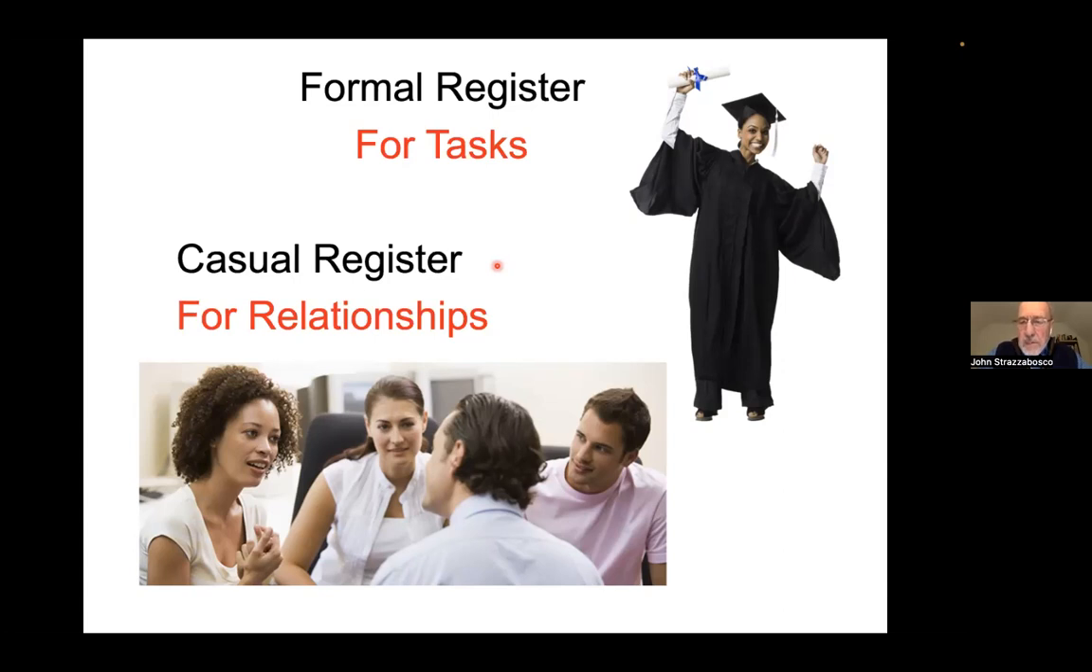Friendships, relationships, they're needed, especially where the going is rough, because you need your friends who are going to help you stay alive.